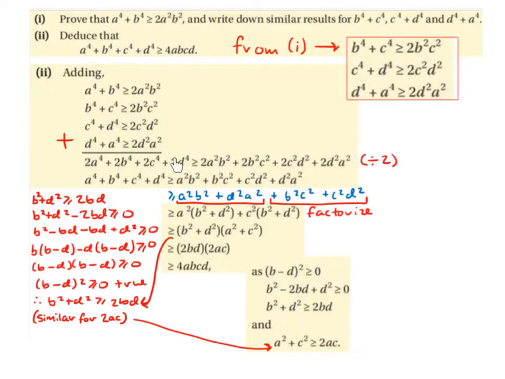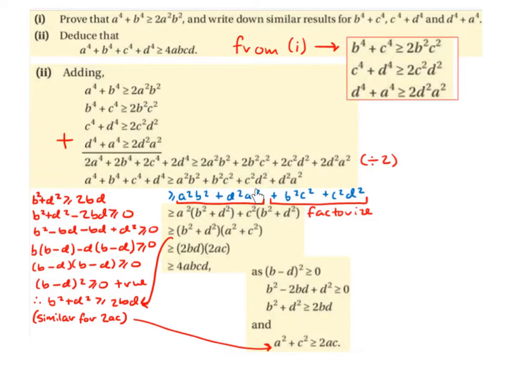Now we notice we have a 2 attached onto every term, so we're going to divide across by 2 to simplify. So we get a to the power 4 plus b to the power 4 plus c to the power 4 plus d to the power 4 is greater or equal to a squared b squared plus b squared c squared plus c squared d squared plus d squared a squared. Then I'm going to rearrange my terms so I have anything with an a together. So I'm going to have a squared b squared plus d squared a squared. And then I'm going to put anything with a c together. So b squared c squared plus c squared d squared.